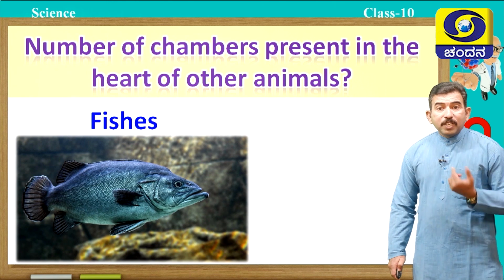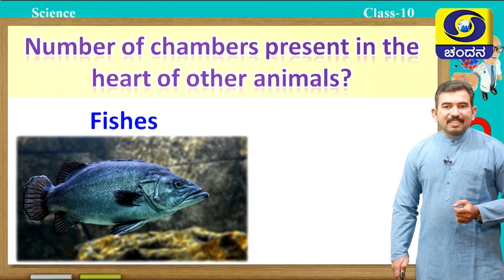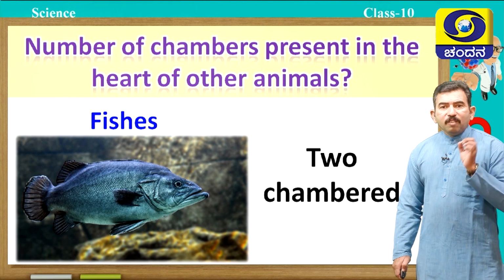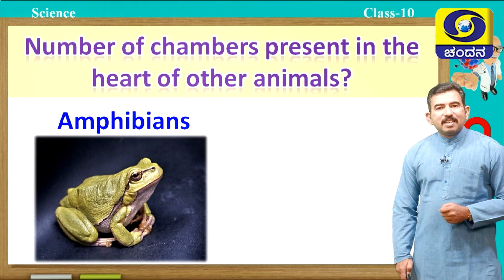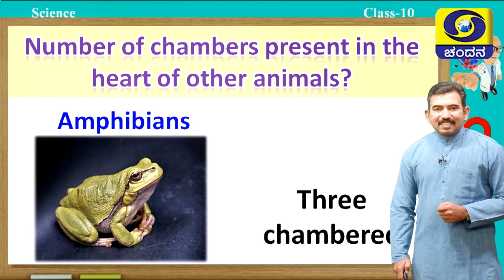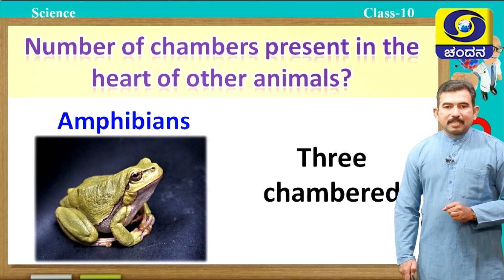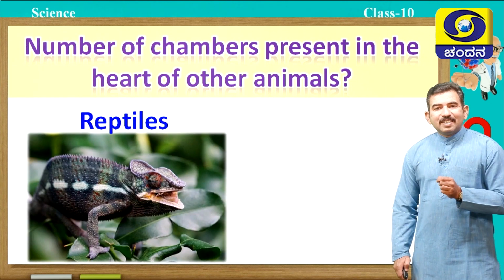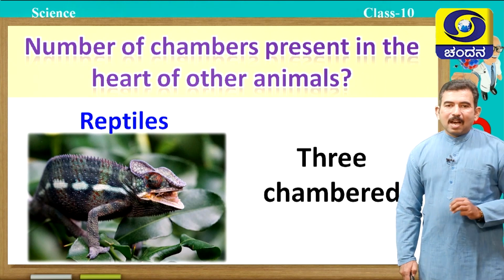Number of chambers of heart present in other animals varies. For example, fishes. Can you tell me how many chambers of heart are present in fishes? Yes, you are right. In fishes, a 2-chambered heart is present. What about amphibians? Yes, you are right. In amphibians, a 3-chambered heart is present. In reptiles? Yes, you are right. In reptiles also, a 3-chambered heart is present.